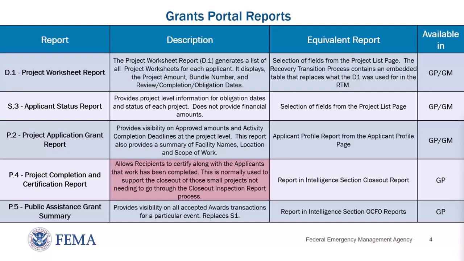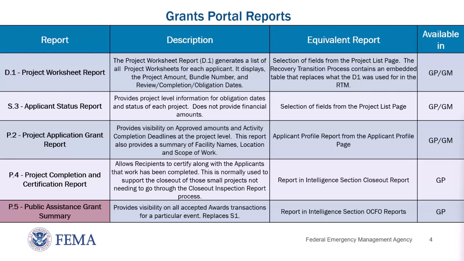The P4 Project Completion and Certification Report allows recipients to certify along with the applicants that the work has been completed. This is normally used to support the closeout of those small projects not needing to go through the closeout inspection report process. The equivalent report can be found in Grants Portal in the Report and Intelligence section, Closeout Report.